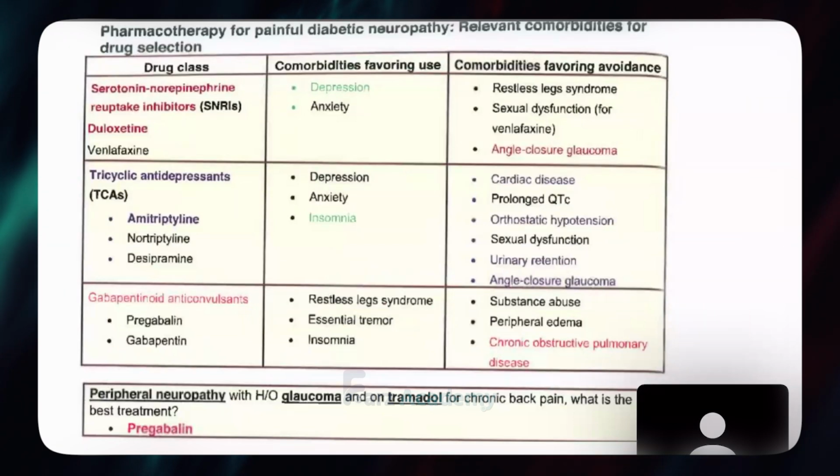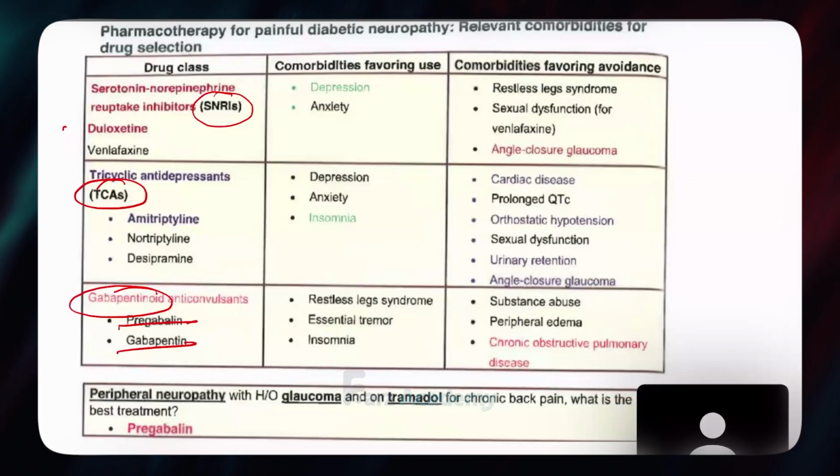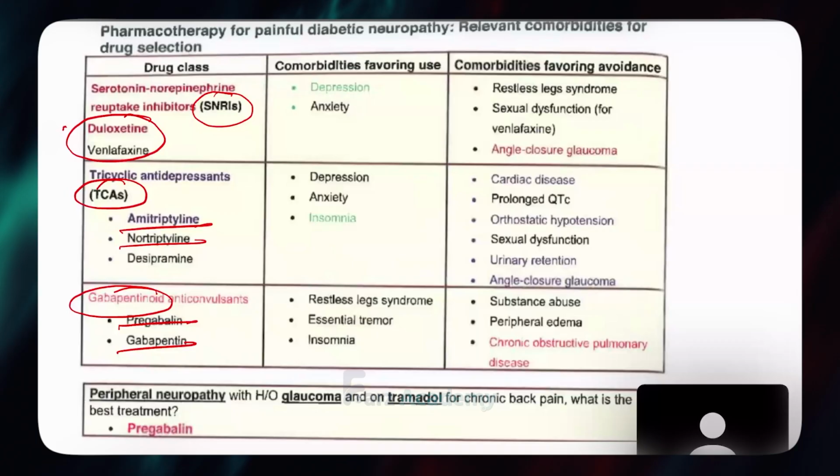This is pharmacotherapy for painful diabetic neuropathy. Just a few drugs to remember. Firstly, the group of drugs SNRIs, that is serotonin norepinephrine reuptake inhibitors, TCAs, tricyclic antidepressants, and also the gabapentinoid group of drugs. So the examples are pregabalin and gabapentin, amitriptyline, nortriptyline, and duloxetine, venlafaxine.